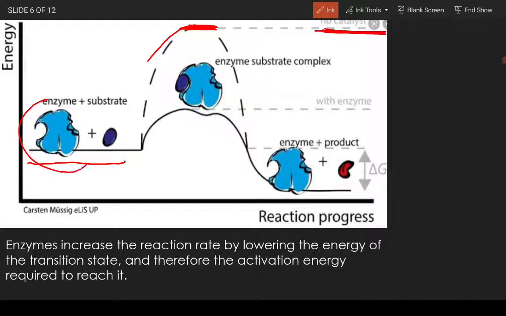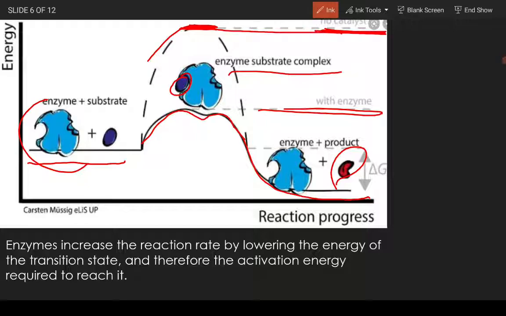But when the enzyme or catalyst is present, it only needs to reach this much energy, or this transition state, with the bound substrate. The enzyme-substrate complex has been formed at the transition state, and now it can form the product. So instead of this higher transition state, because the enzyme is present, only this much activation energy is enough to convert the substrate into product. So the enzyme increases the reaction rate by lowering the energy of the transition state, and therefore the activation energy required to reach it.